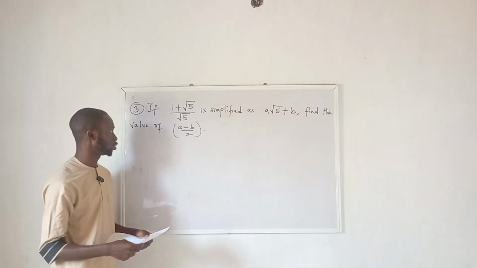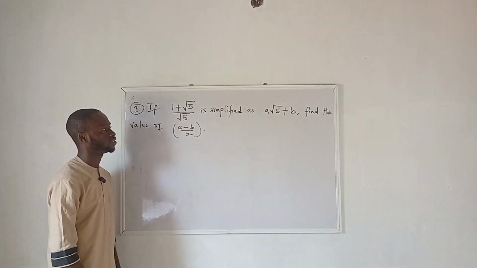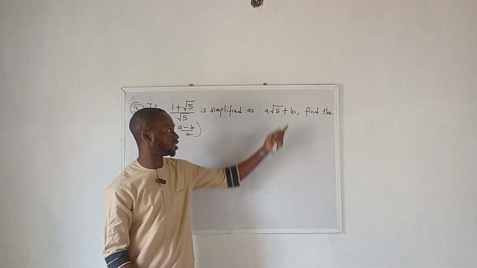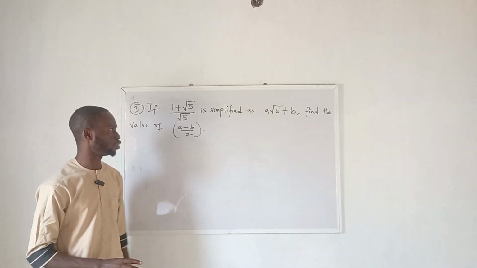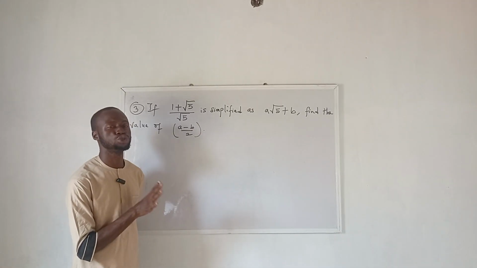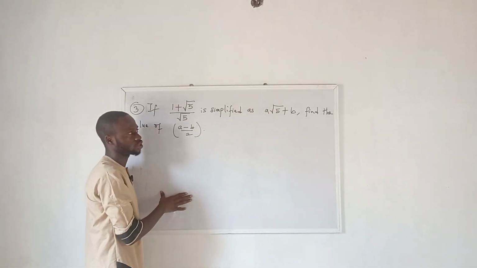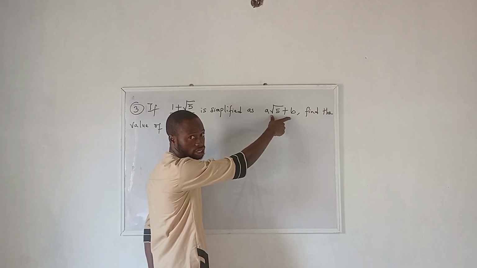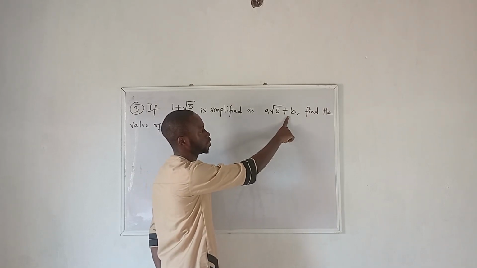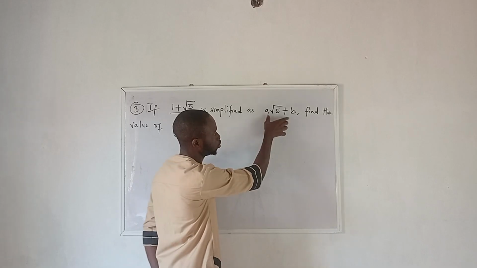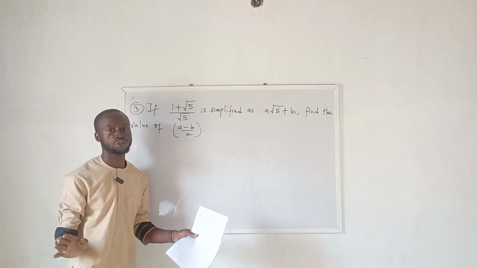We have our third question. If 1 plus root 5 all over 5 is simplified as this, find the value of this. These are basically simple. It's very, very simple. So what they basically want you to do is rationalize this particular question in such a way that it looks like this. Then the value that is here will be your A, and the value that is beside here will be your B. Then when you get the value of A and B, input it in this, then you finally solve the question.